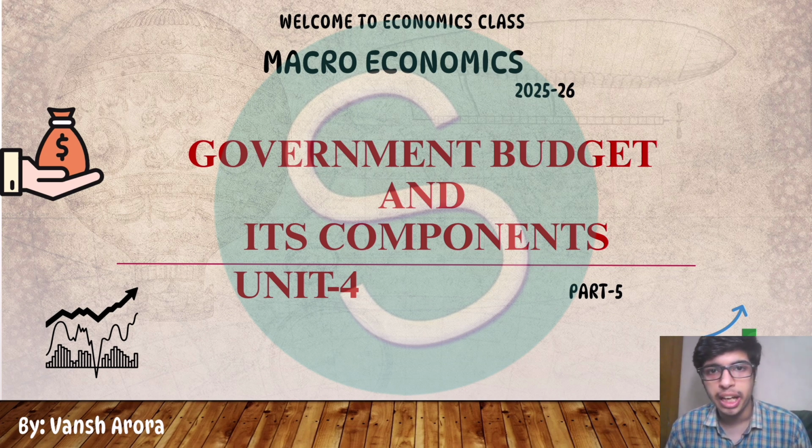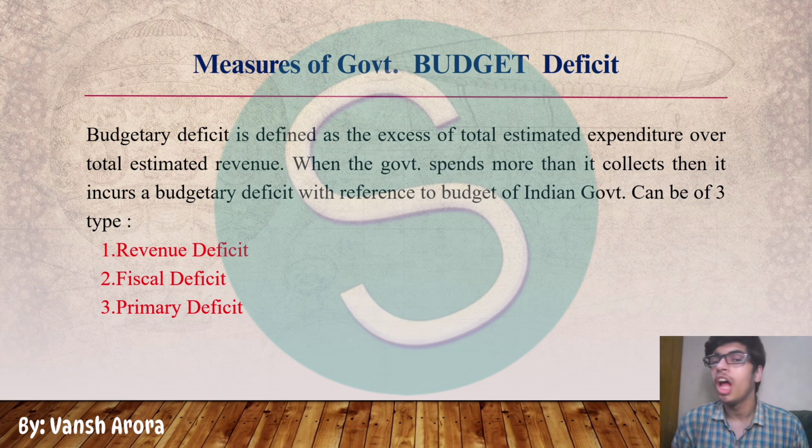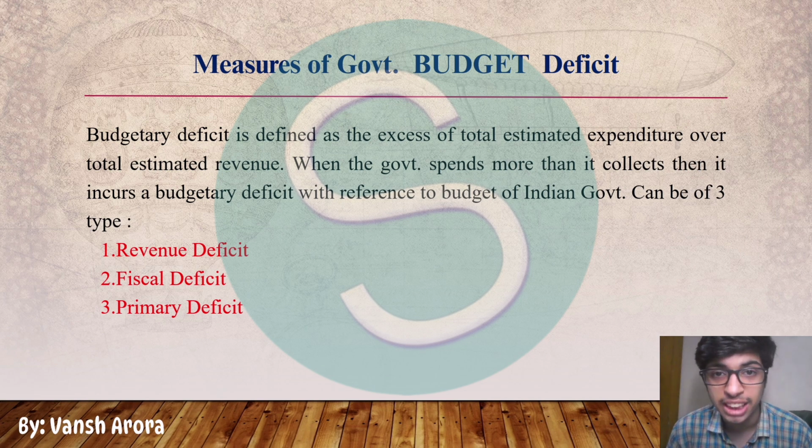Now you will ask how. जैसे आपके पास 100 रुपए हैं and you are spending 120 rupees. So what is the situation called? इसको क्या कहते हैं? So let's have a look. The first topic is measures of government budget deficit. What is deficit? Deficit means होते हैं कमी, deficiency.